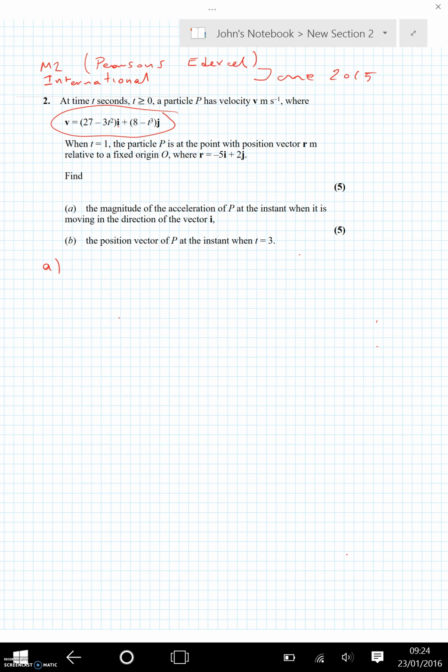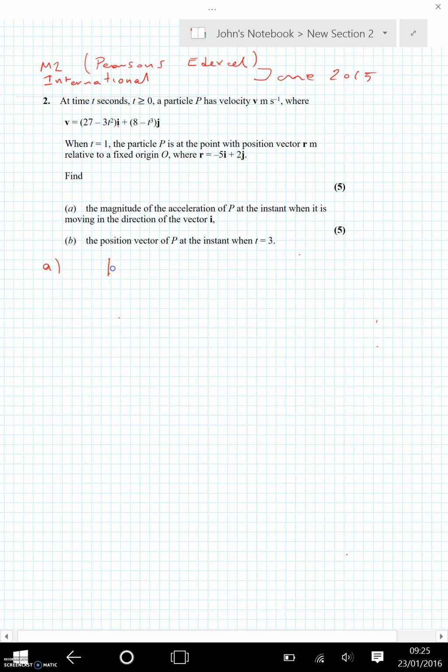There's a bit more to this one because at t equals 1, it's given us a position vector, but more importantly, if we go to part A, it talks about the magnitude of the acceleration when it's moving in the direction of the i vector. Well, when is it moving in the direction of the i vector? It's the velocity that's going to determine that. So let's work that out first, and then we can differentiate the velocity and substitute the appropriate value of t into there.